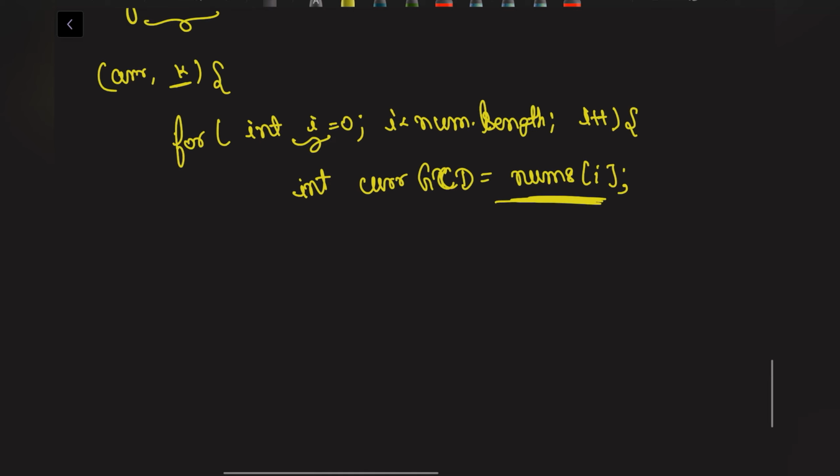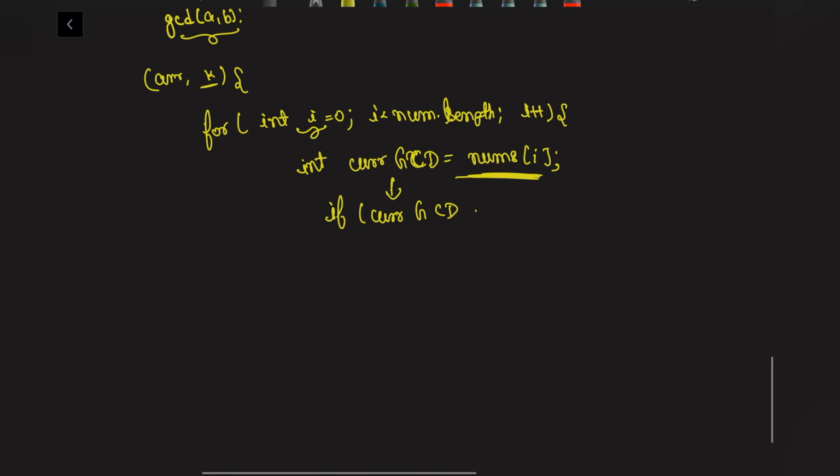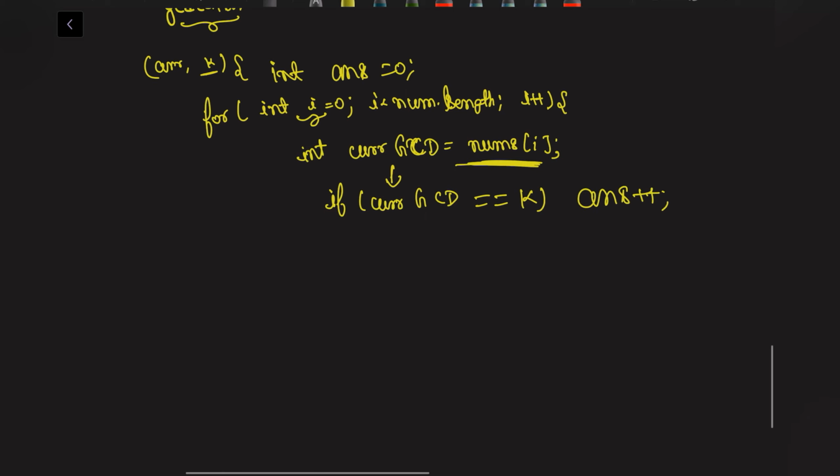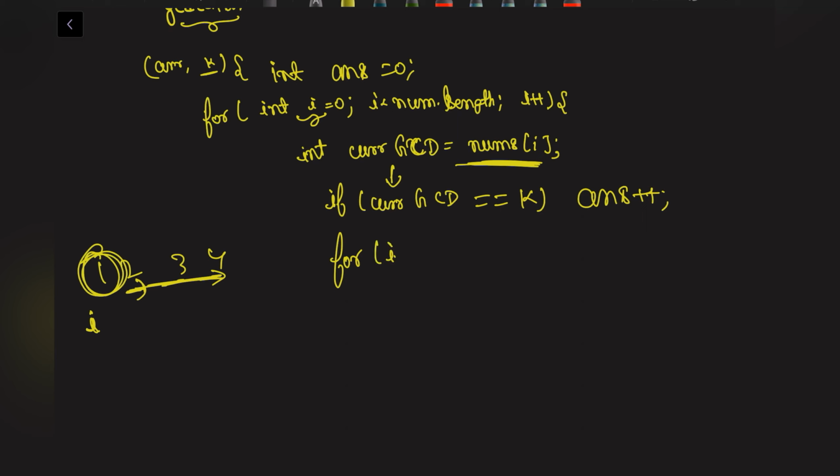Then I will check if that is equal to K or not. If current GCD equals K, then we'll increase the answer. Suppose I am taking an answer variable to store the answer, so I will do answer plus plus. Then, suppose 1 2 3 4, the element at the ith position is here, so I will start from i plus 1 and go till the end of the array to find the subarrays starting from 1. So for int j equals i plus 1, I will start from the next element and go to the last element of the array.